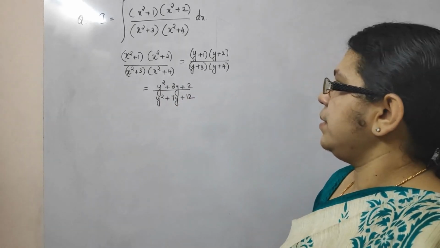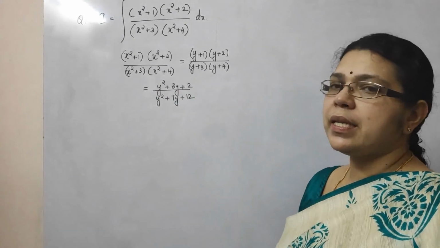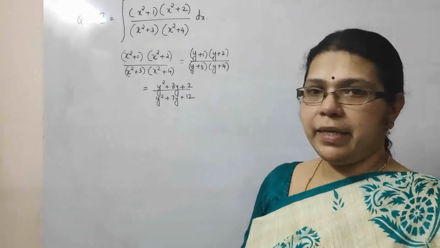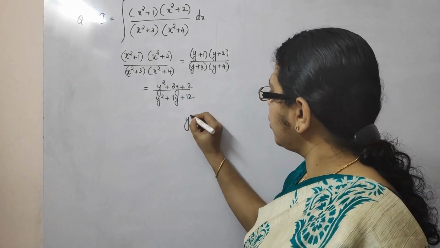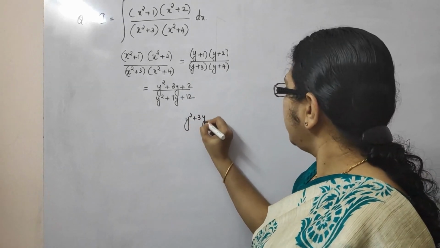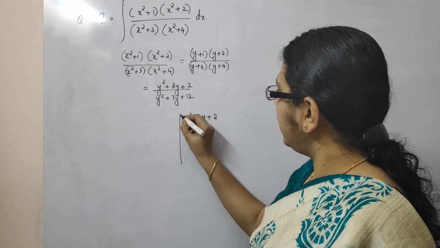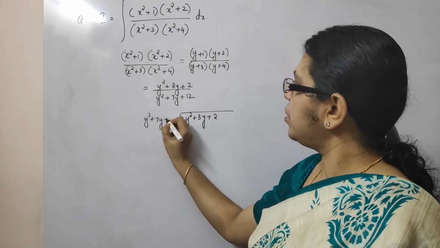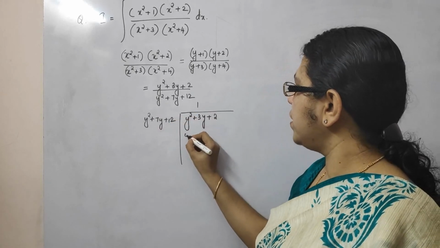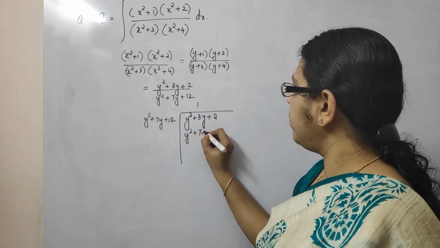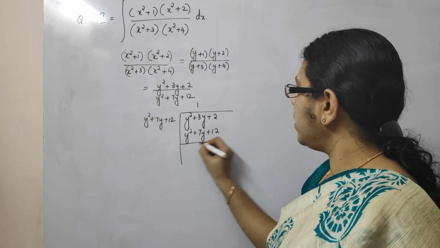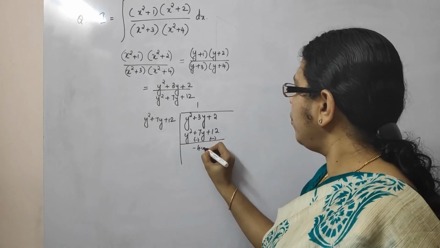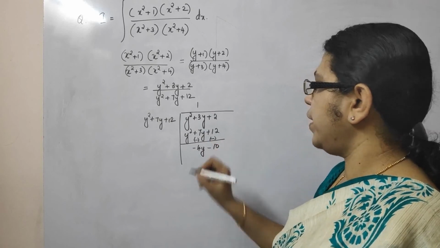Now if you look, the numerator and denominator have the same degree. So what are we supposed to do? Long division. So y² + 3y + 2 divided by y² + 7y + 12. How many times does it go? Once. So y² + 7y + 12. When I subtract, I get minus 4y minus 10.